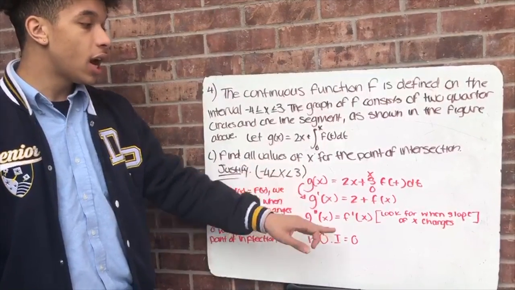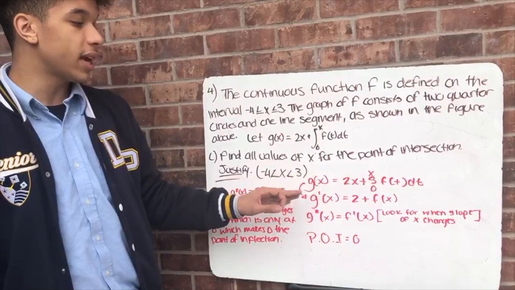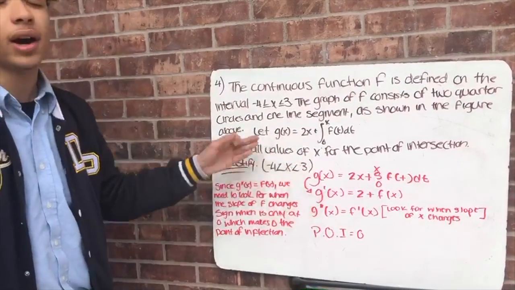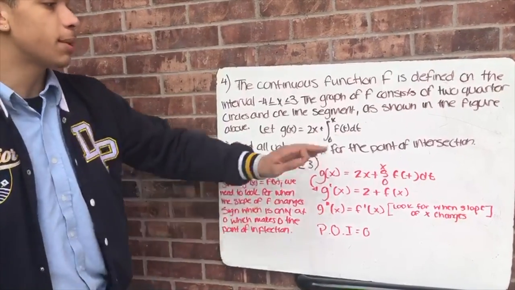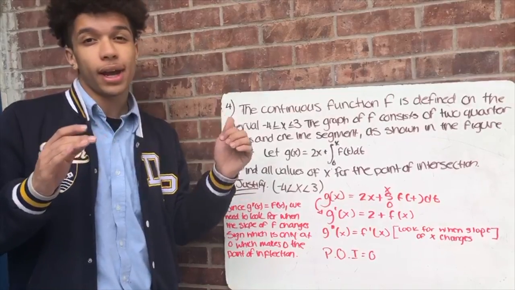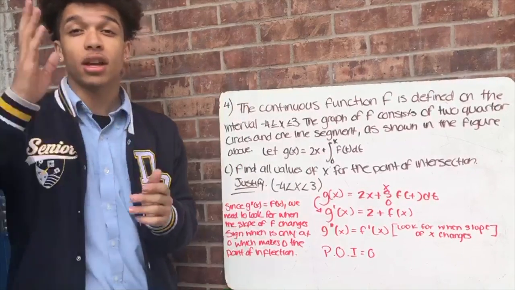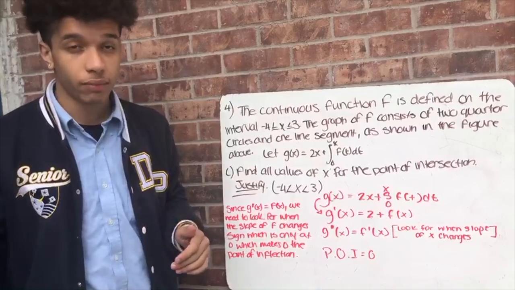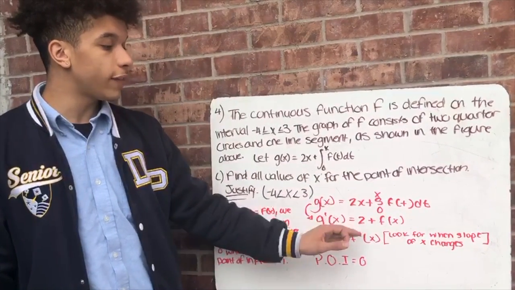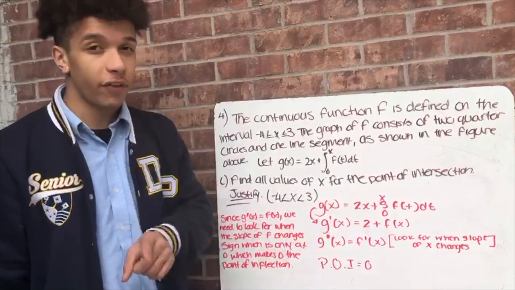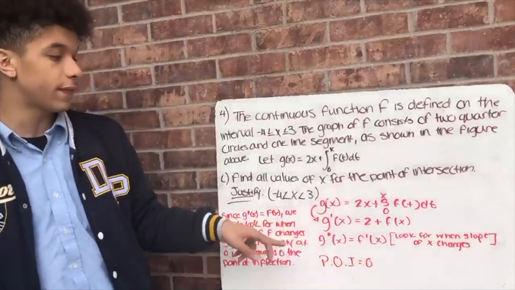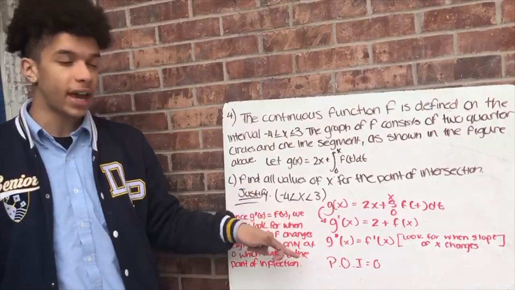So to start off, what I did was I took the derivative. And then from there, I already know that the derivative of g of x is g prime of x, which is 2 plus f of x, but I have to take the derivative again because we know that the point of inflection is where concavity goes from concave down to concave up, or concave up to concave down. So we know that g prime of x is equivalent to f of x. That is very important because I know to look for when the slope of f changes in order to find g double prime of x.